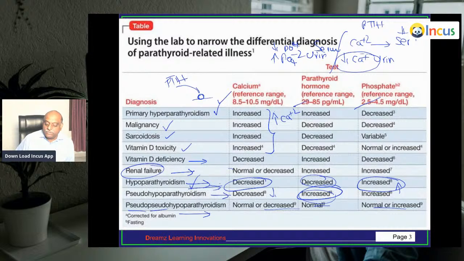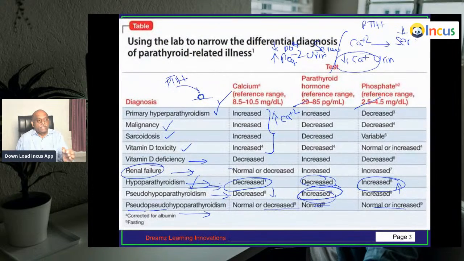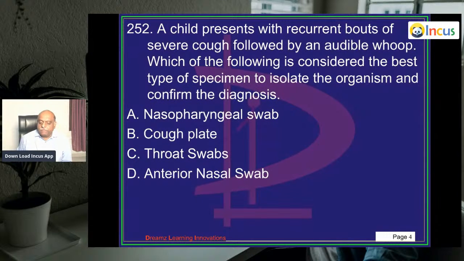Pseudo-hypoparathyroidism is what you need to remember. So, doctor, many times we discuss this table. This is one of the favorite, definitely sure shot questions that will come. So you have to clearly understand, sit with your friend, take a book, take a pen, analyze all these scenarios and understand what happens to calcium, parathormone and phosphate. Right?